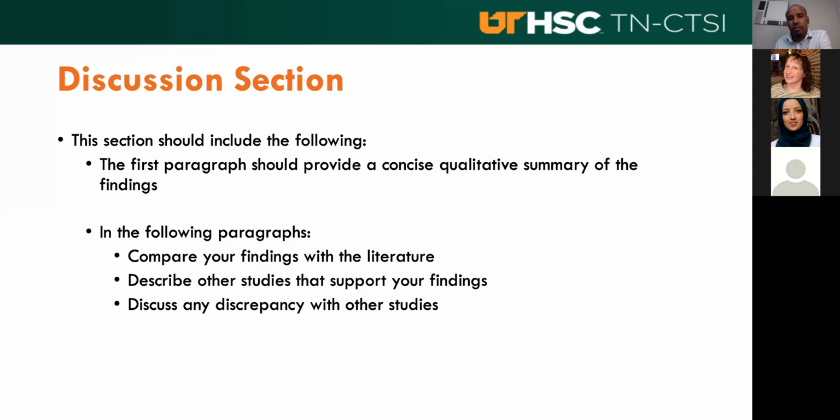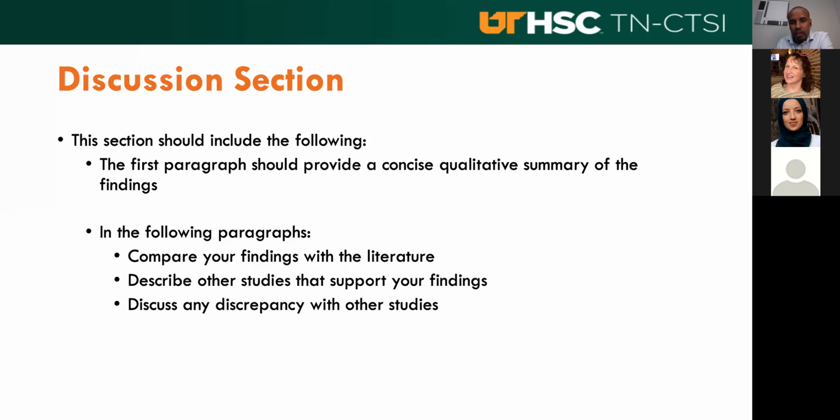The last section in the manuscript is the discussion section, and this section should include, especially in the first paragraph, a concise qualitative summary of the findings. Make sure you don't include the numbers or the quantitative findings from your study, because it would be a repetition of the results section. So try to avoid numbers in the discussion section. You might include numeric results from previous studies or the literature, but try to be reserved about it.